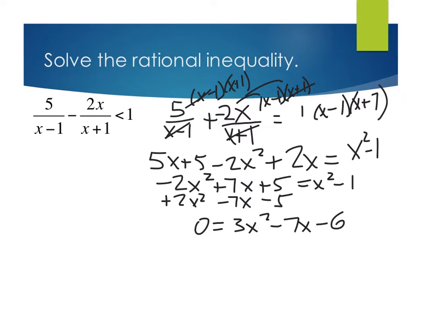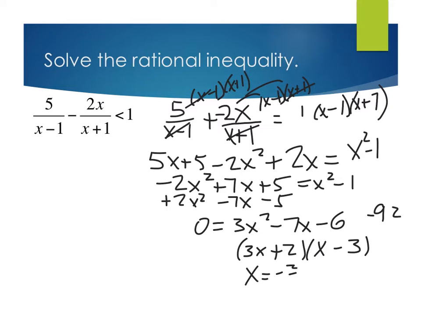Now when I go to factor this, well, what multiplies to negative 18 but adds up to negative 7? That'd be 3x and x. Okay. Remember, it's going to be negative 9, positive 2. So this will be plus 2, and 3 goes into 9 3 times. Okay. So we're going to have x equals negative 2/3 and also 3.